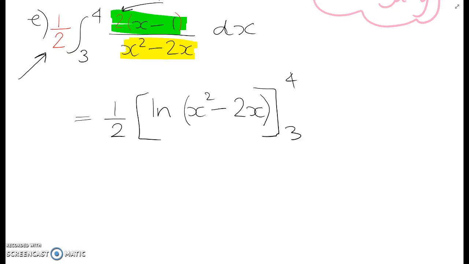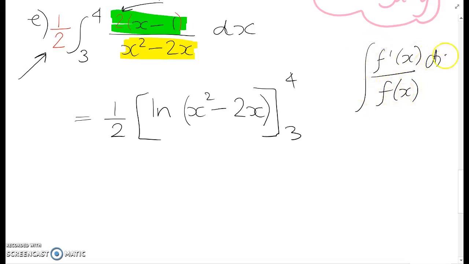So remembering that if I have the derivative on the top and the function on the bottom, the integral of that is going to be a log of that function. So let's have a look. There's the function, which matches this one here.